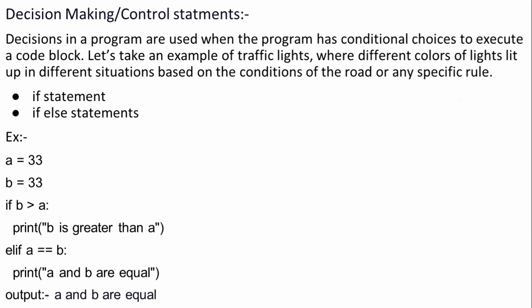So what are the decision making control statements, guys? The if statement, and the if and else statement. You also know how to use it: a is equal to 33, b is equal to 33, if b is greater than a. Now, why are we teaching this? Because of the syntax. In JavaScript we used to put brackets, but here you don't require them. You directly write it like English: if b is greater than a, and you put one colon, print b is greater than a.